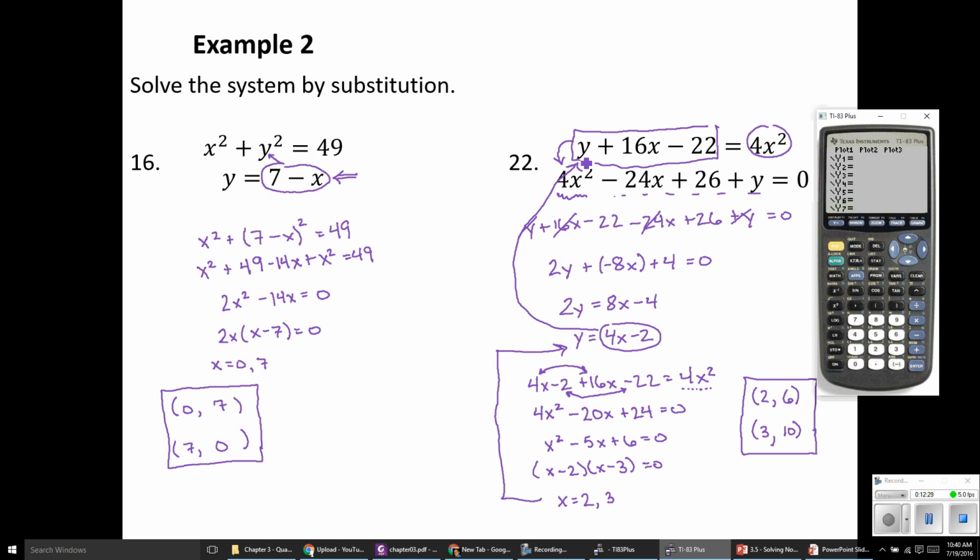If I wanted this first equation to be y equals something, then I would simply have my 4x squared on the right-hand side. I would subtract over the 16x, and I would add over the 22. For the second equation, I want to subtract everything else away from y, so I would have negative 4x squared. As always, if you ever get a syntax error, check to see that you might have accidentally hit the minus sign instead of the negative sign. Those are different keys on the calculator. Sometimes people think they're doing something completely wrong when it's just a little slip up like that.